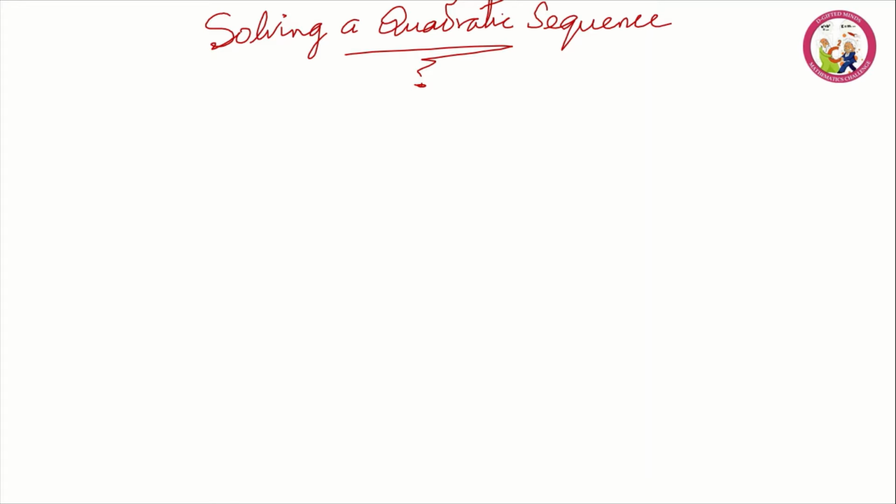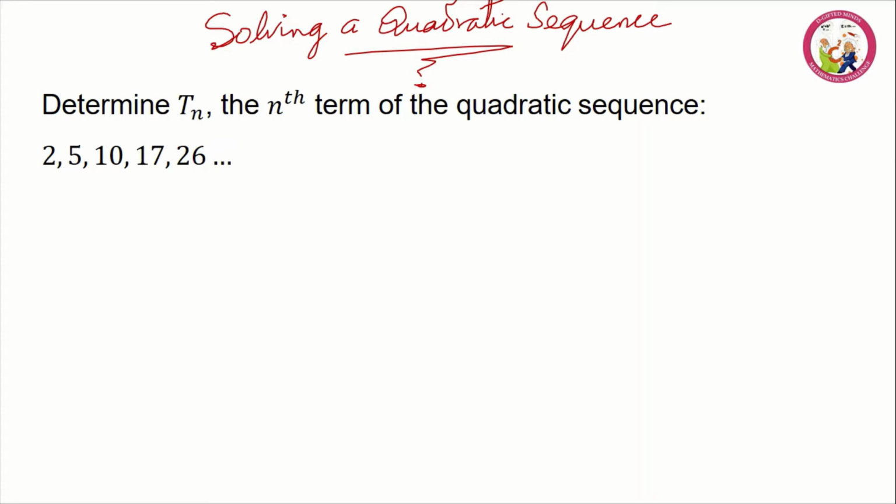Now if you recall, for those of you that have seen the previous video, we formed or generated a quadratic sequence. So here I'm going to solve that sequence and also give you one to try out to test your skills on what you've learned. In this video I want to solve this question which says determine Tn, the nth term of the quadratic sequence: 2, 5, 10, 17, 26, dot dot dot. This is the sequence that was constructed in the previous video. Alright, let's go about the solution.